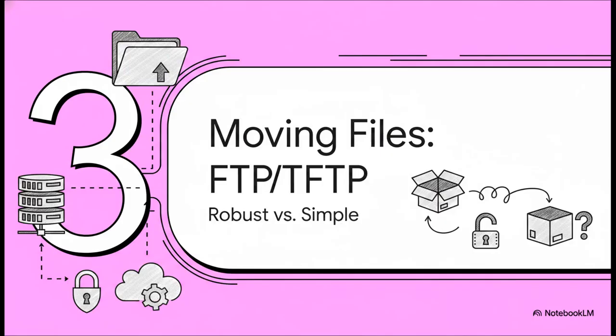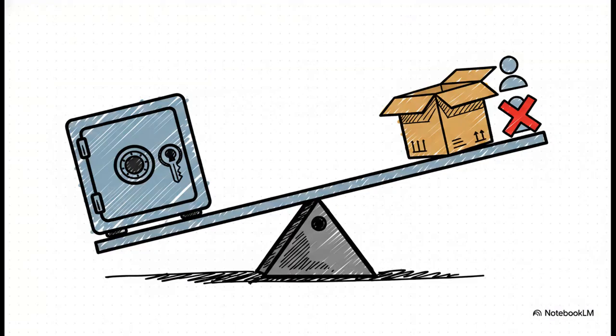Okay, next up, let's talk about moving files. For this, we have two main protocols, FTP, the File Transfer Protocol, and its simpler cousin, TFTP, the Trivial File Transfer Protocol. They sound almost identical, but they're built for very different jobs. And this comparison really nails the key difference. FTP is the heavyweight. It runs on TCP, which is super reliable, and it has security features like asking for a username and password. TFTP, on the other hand, is the lightweight.